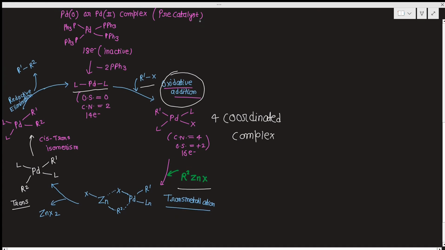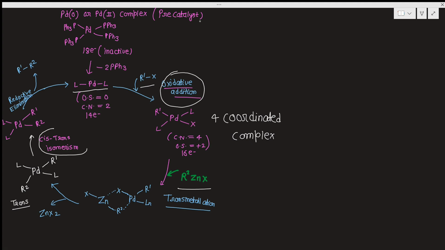So you are getting this trans structure. Okay, this will undergo the cis-trans isomerism, and as a result, you are getting a cis product. Now this cis product will undergo reductive elimination, and you get your product. This is the product that you want. Okay, so this is the whole catalytic cycle or the mechanism. I think now it is clear.